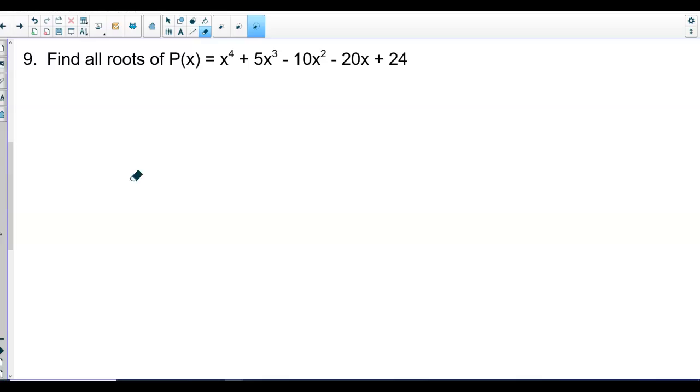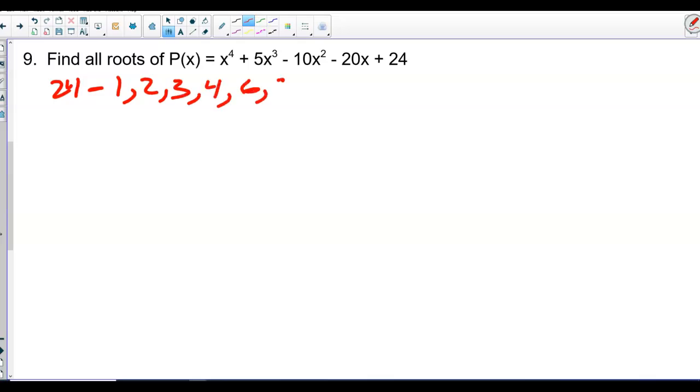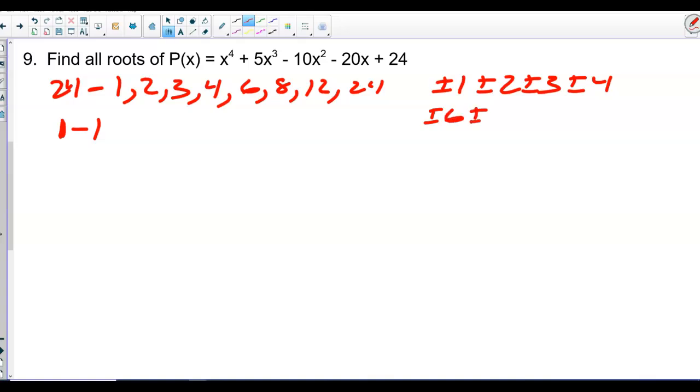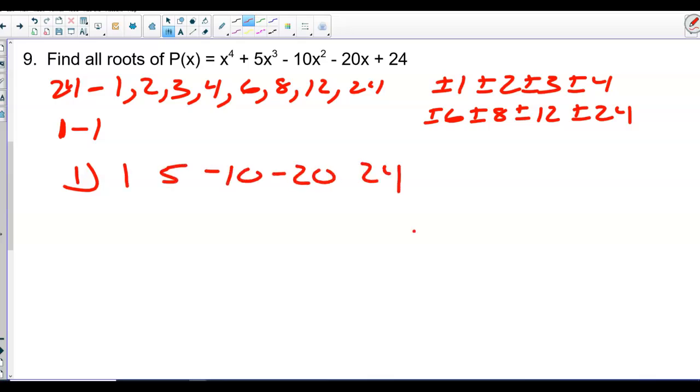All right. So let's go through the roots again here. My constant is 24, so I have to list all the factors of 24. It's plus or minus 1, plus or minus 2, plus or minus 3, plus or minus 4, plus or minus 6, plus or minus 8, plus or minus 12, and plus or minus 24. And now you do need to try that. So 1, 1, 5, negative 10, negative 20, and 24.